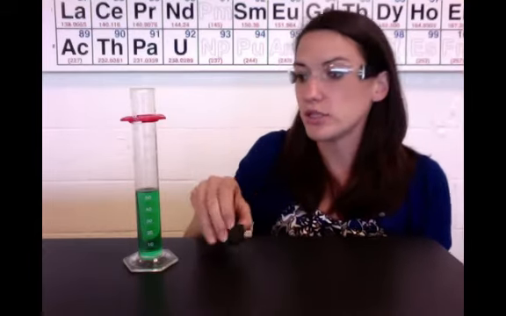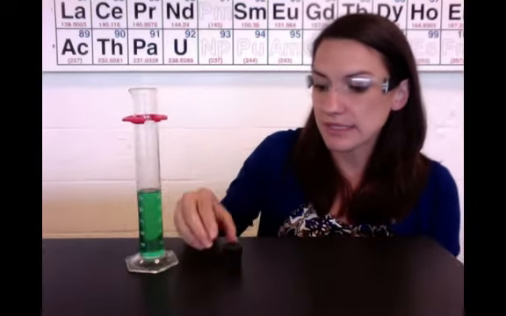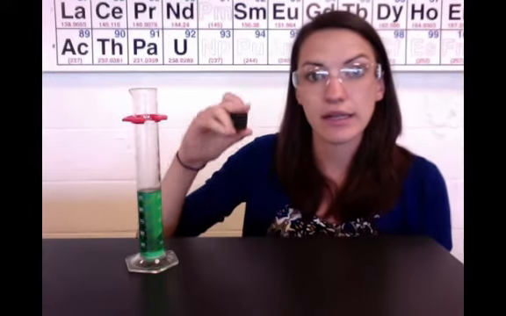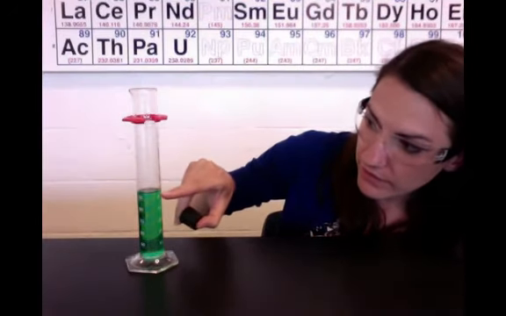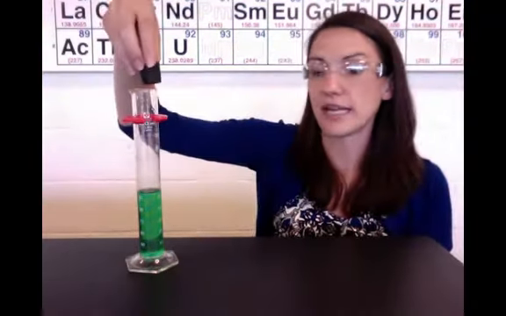So what I'm going to do is displacement. And what that means is I'm going to take my item and drop it into my graduated cylinder, and I'm going to see how much water is displaced by the volume of this. So I've already measured, and it says it's about 56 milliliters. All right, so I'm going to drop this in. I want you to see what happens to the water.